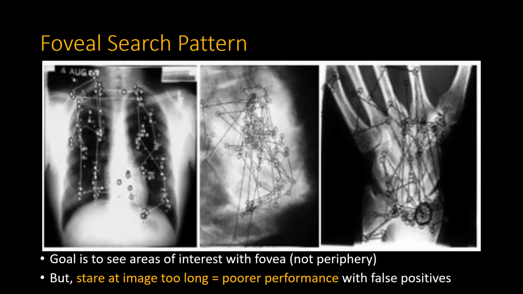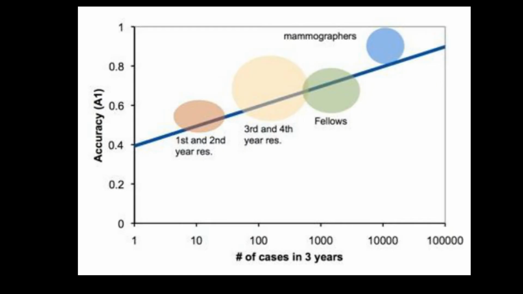The goal is to see all of our areas of interest. That's why we have a search pattern, because you can't just look at the center of an image and expect to pick up everything. Most of us look on a chest x-ray at the airway, the bones, the lungs, the heart, mediastinum. Basically what you're doing is you're focusing your fovea on the individual parts of an image. Interestingly though, if you stare at an image too long, it actually can lead to poor performance with an increased number of false positives. So there's an ideal amount of time for an expert to look at things.